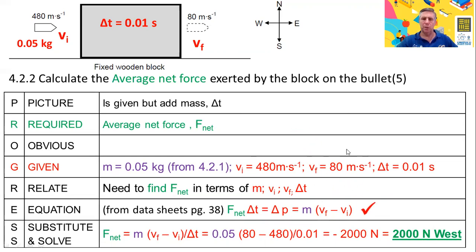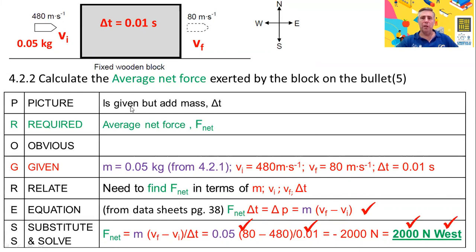How is that marked? Well, 1 mark for getting that correct equation there, 1 mark for delta t, 1 mark for putting in the velocities correctly, 1 mark for the answer 2000 newtons, and 1 mark for the direction, which could be west or left. Please don't leave out the direction.